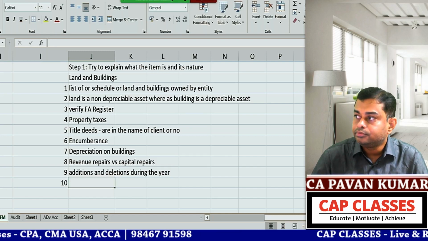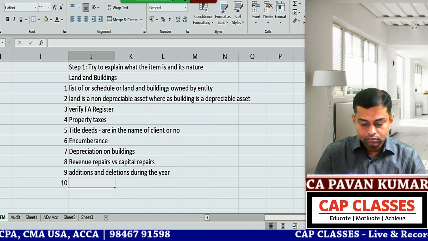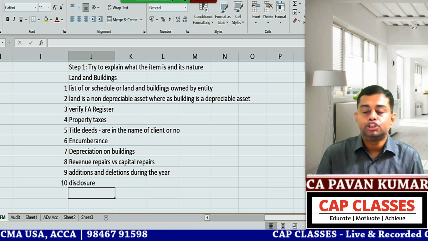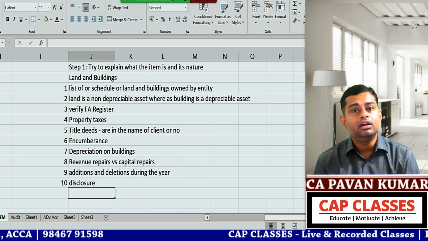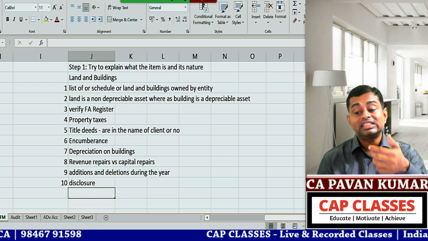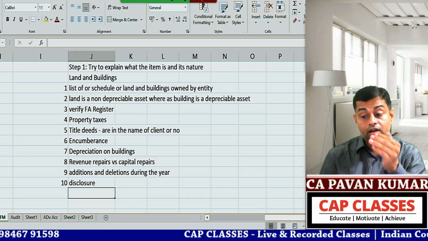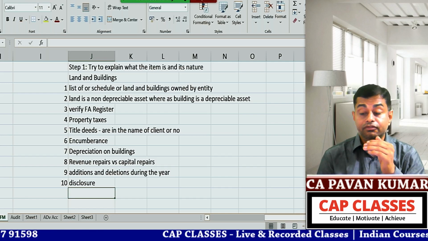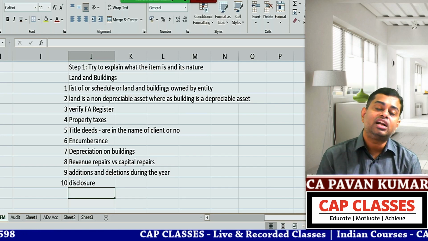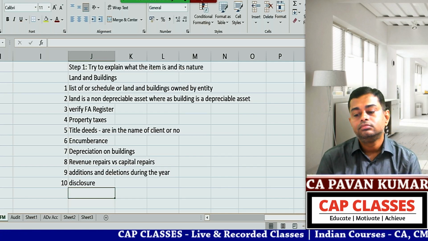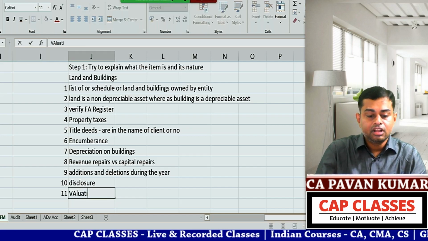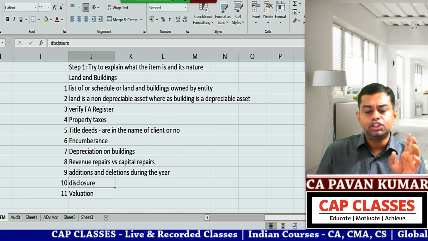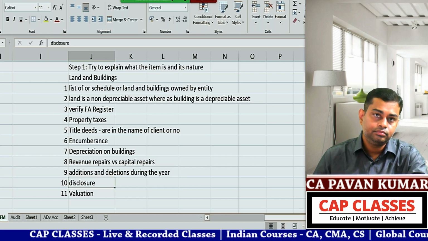Any other item? Disclosure. Whether it is properly disclosed under property, plant and equipment, whether land and buildings are separately disclosed, whether owned properties and freehold properties and leasehold properties are separately disclosed. Yes. Okay, then valuation. Right, disclosure last. Disclosure should be the last point.